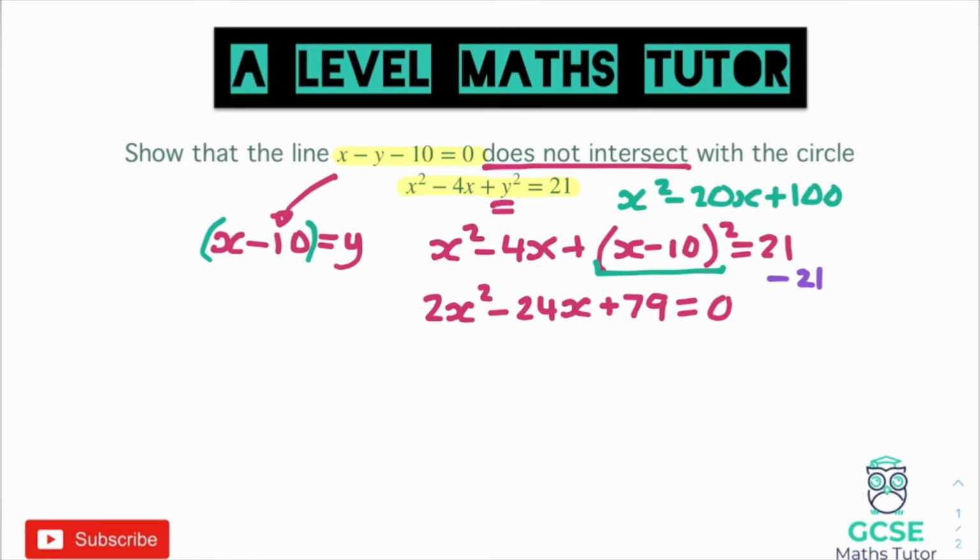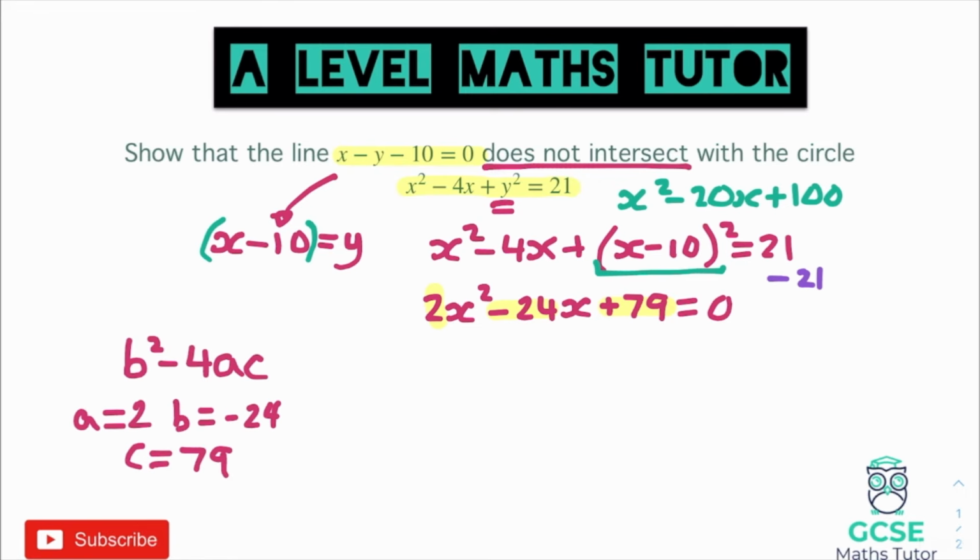Now obviously if they did intersect, at this point we would want to solve this equation. We would want to find our x coordinates, and then we would substitute them back in to find our y coordinates. But this says does not intersect, so we will look at the discriminant. So for the discriminant we are going to look at b squared minus 4ac, and then identify our a, b and c. So a is 2, b is negative 24, and c is 79. And again, it's always worth writing them down. A is equal to 2, b is equal to negative 24, and c is equal to 79.